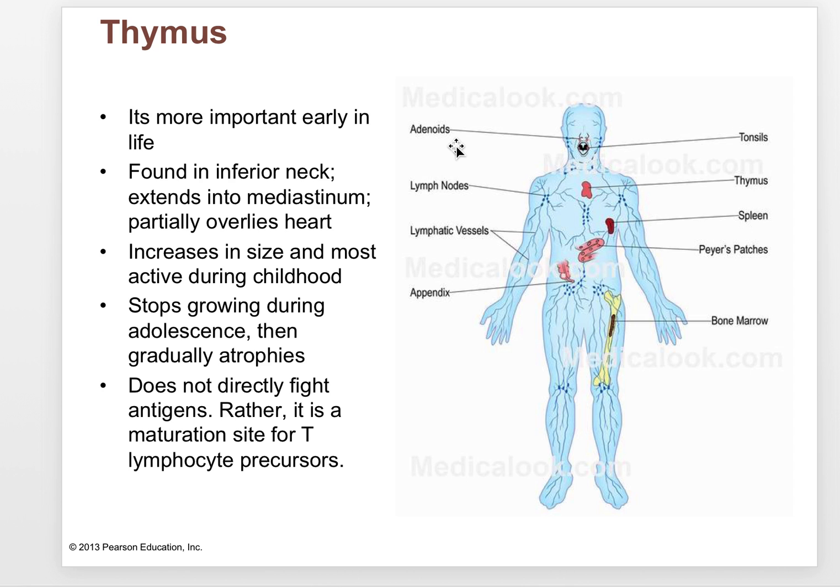The thymus, we talked about, is more important early in life. It's found in the inferior neck, extends to the mediastinum, and partially overlies the heart. During childhood, it increases in size and it's most active. It stops growing during adolescence and eventually atrophies. So the thymus does not play an important part in the adult. It's more important in the childhood stage and into puberty and adolescence.